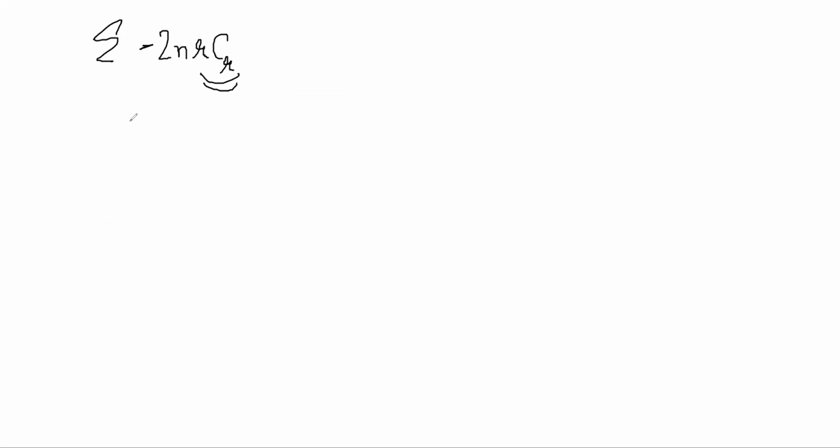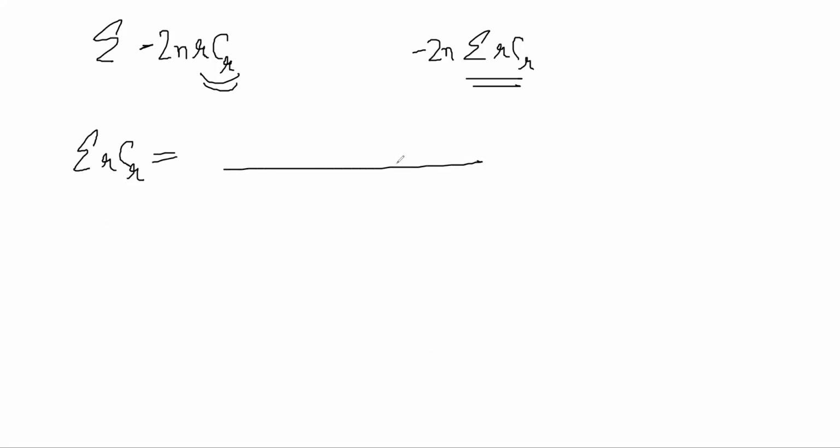Yes, this makes sense. Just the odd powers we need. So minus 2n is common, and this is the summation of rCr with just the odd powers. So we know how to do the summation of rCr, the whole thing, right?